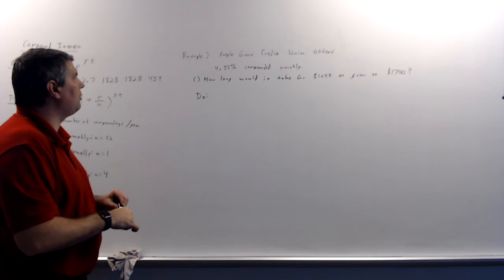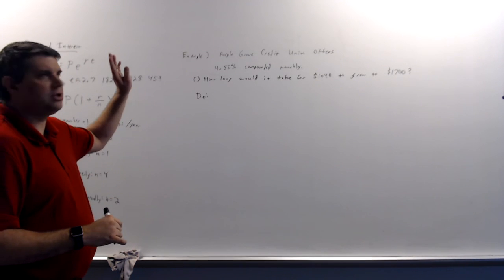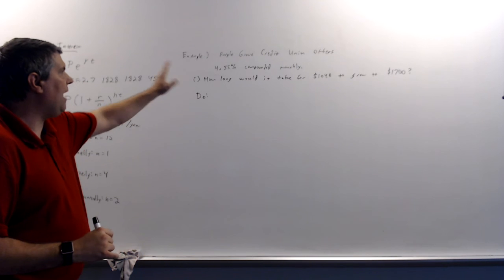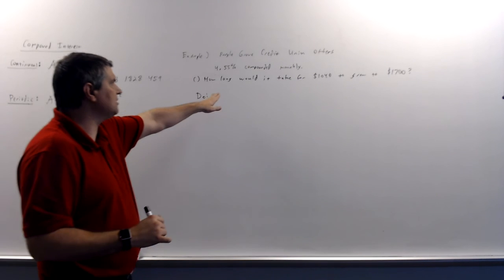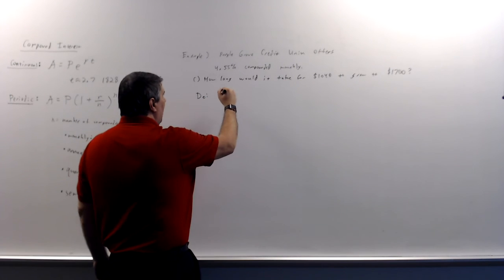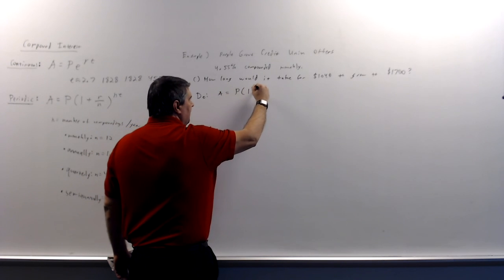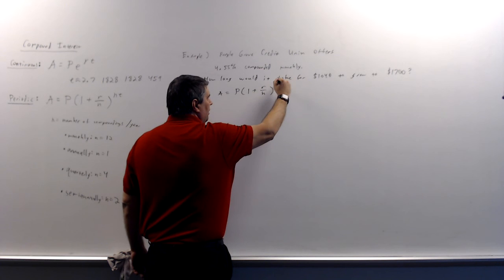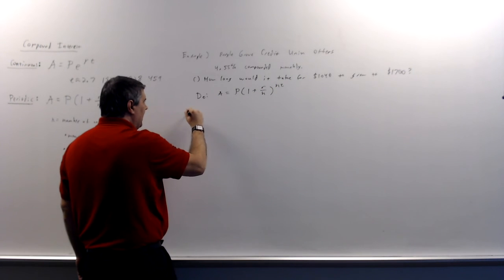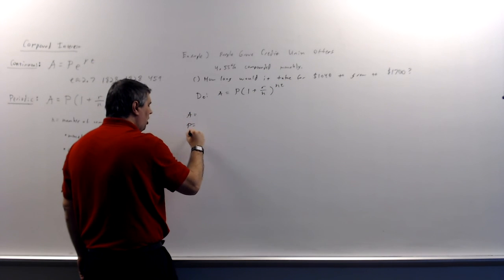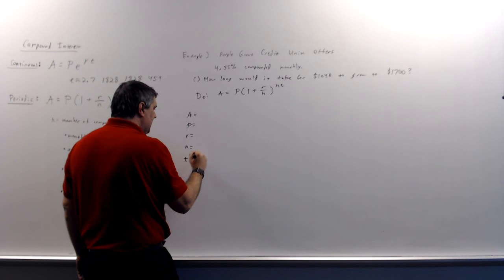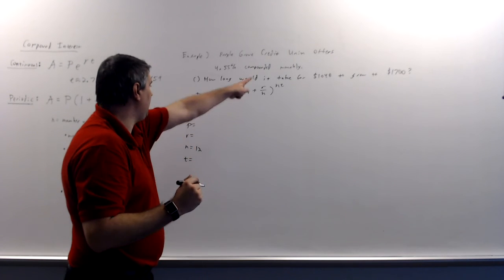Okay. So now we're going to go to more advanced problems. How long would it take for 1,040 to grow to 1,700? Again, it's compound monthly, which is periodically. This is the appropriate formula, where A equals, P equals, R equals, N equals, and T equals. N is still 12 because it's monthly.